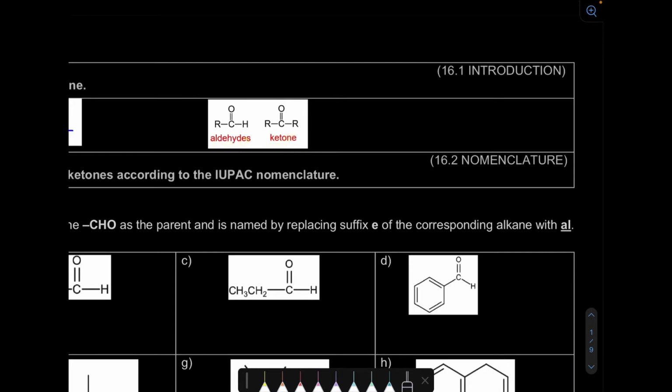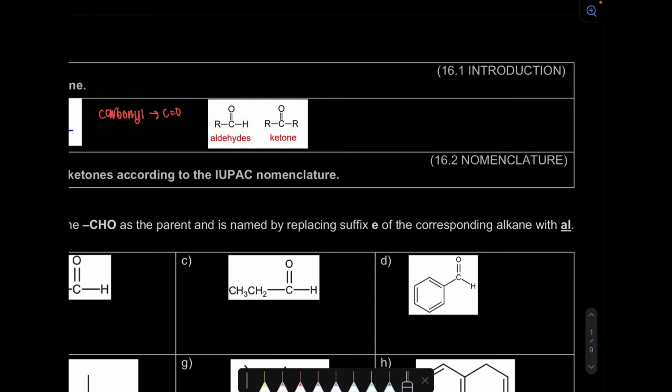For aldehyde, your carbonyl carbon, which means the C double bond O, the bodyguard of the carbonyl carbon must include one hydrogen. For the other one, it doesn't matter, hydrogen or another carbon is fine.